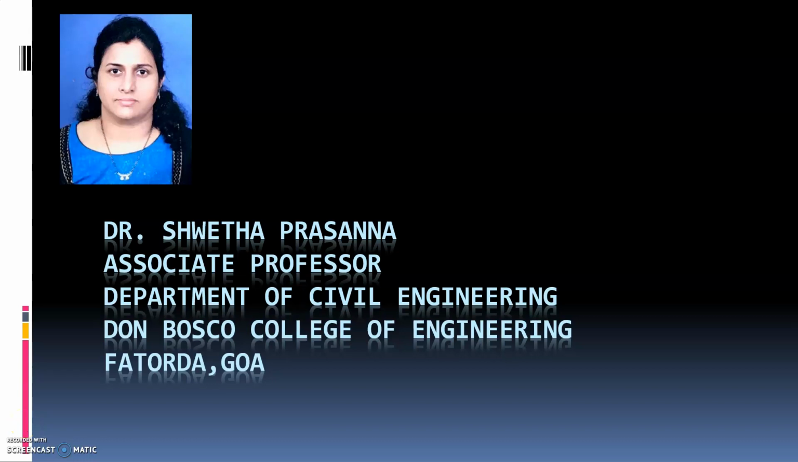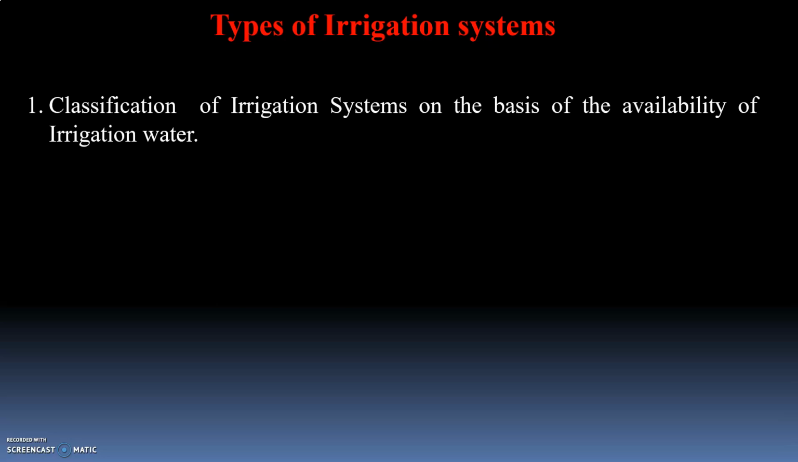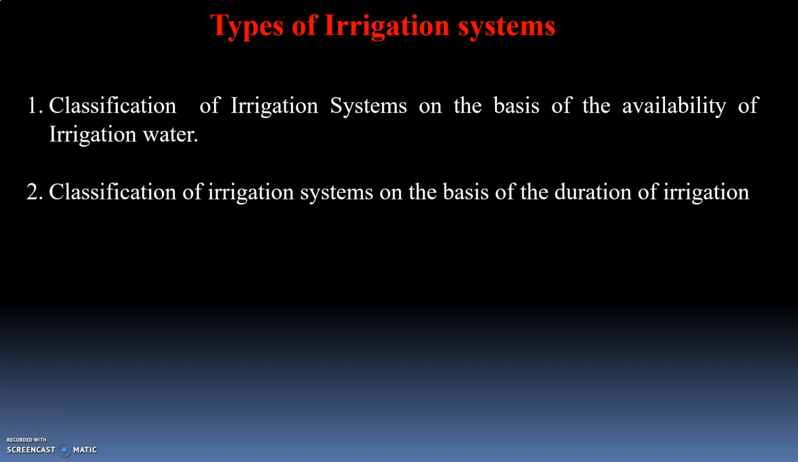Hello, my dear students. Today I will be discussing the different types of irrigation system. Mainly, it is classified under two categories. The first one is classification of irrigation system on the basis of the availability of irrigation water, and the second classification is on the basis of the duration of the irrigation.